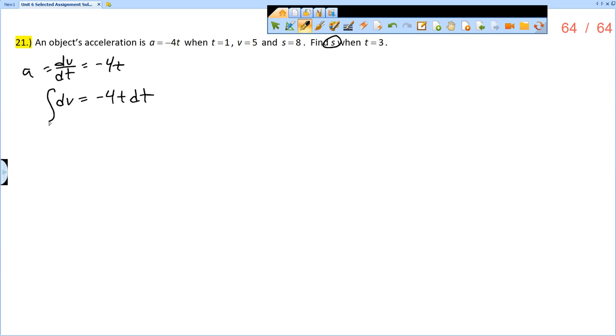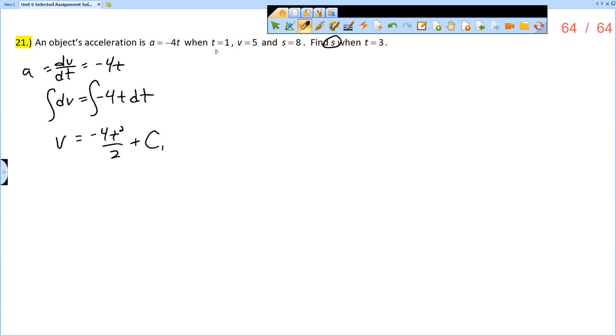All right, so now once I've separated the variables, I can integrate. The integral of dv is v, and then of course plus c, but I'm going to add that in on the right. And the integral of negative 4t would be negative 4t squared over 2 plus c. Now remember, this is a double differential equation because I'm starting with acceleration. I'm going to get velocity, then I'm going to get position. So I'm going to end up integrating twice. So this I'm going to call c sub 1.